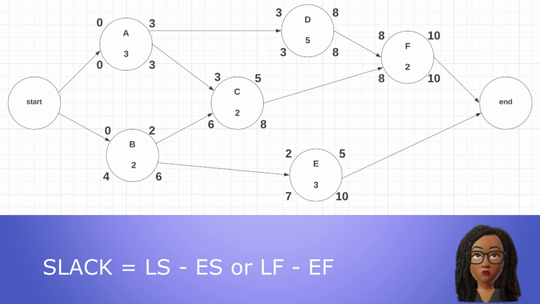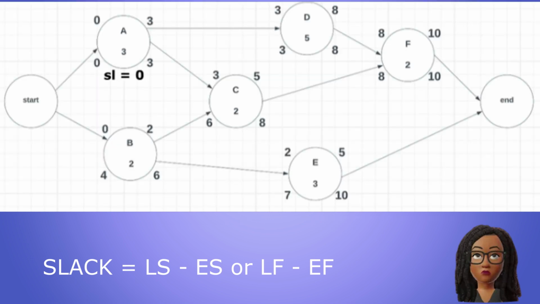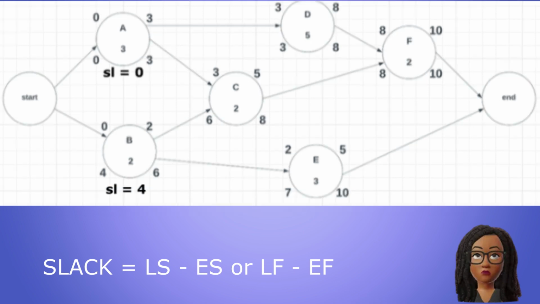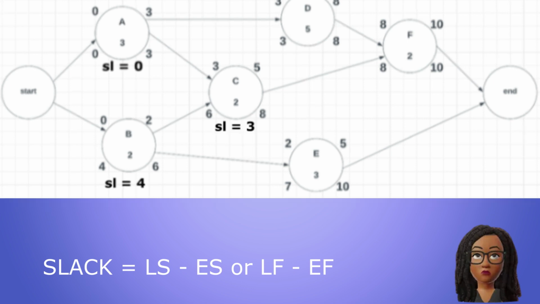The slack for activity A is equal to 0 minus 0 or 3 minus 3, which is 0. The slack for activity B is equal to 4 minus 0 or 6 minus 2, which is 4. The slack for activity C is equal to 6 minus 3 or 8 minus 5, which is 3. The slack for activity D is equal to 3 minus 3 or 8 minus 8, which is 0.